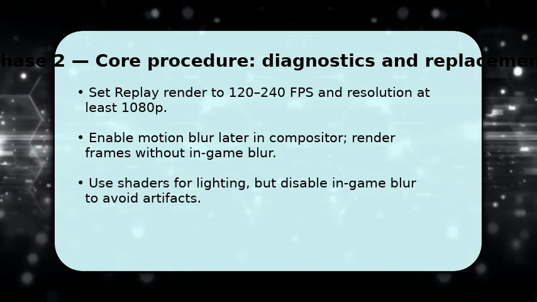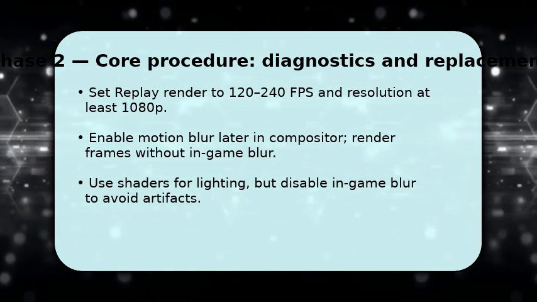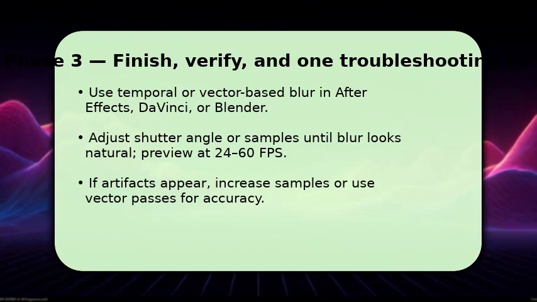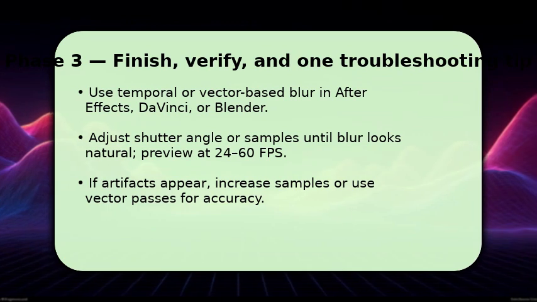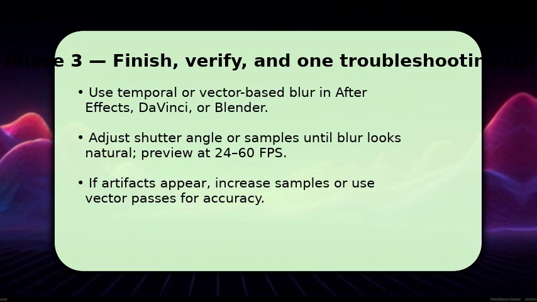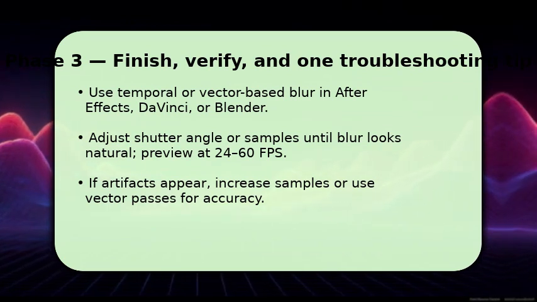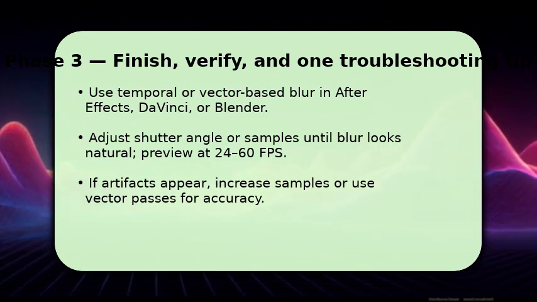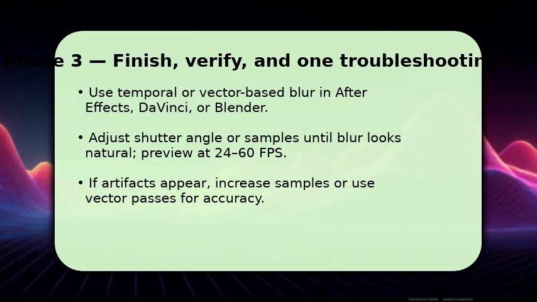Finally, load the image sequence into your editor and apply a temporal motion blur effect. Use a vector-based plugin if available for motion accuracy. You set shutter angle or sample count. Higher samples reduce ghosting, but cost render time. Once satisfied, export at your target FPS, typically 24 or 60, and check playback.